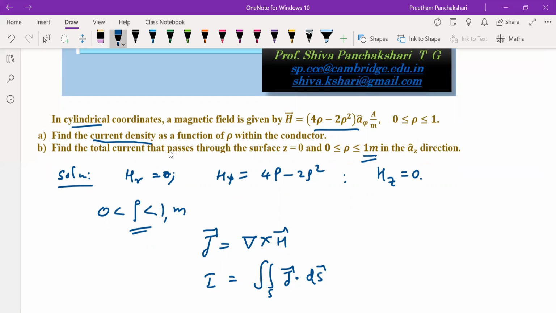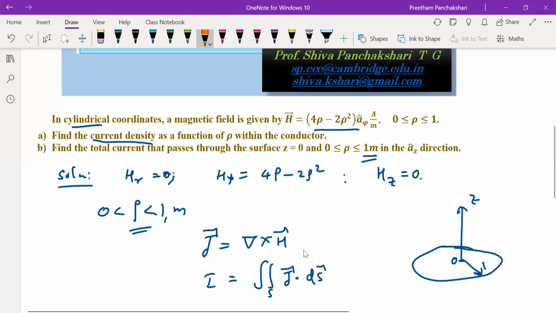If you read the question, the current passes through the surface Z equal to 0. So there is a surface at Z equal to 0, and here is the surface located. Radius varies from 0 to 1. Radius means it is a circle. So the surface becomes a circular surface because of the radius 0 to 1 meter, and it is perpendicular to the Z axis. So this is the nature of the surface.